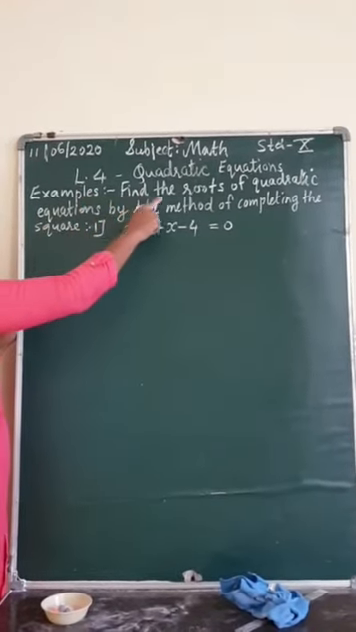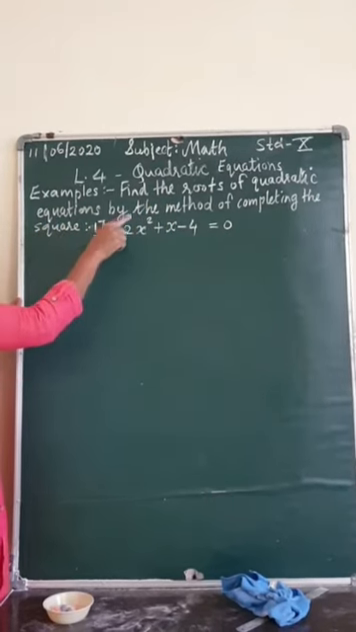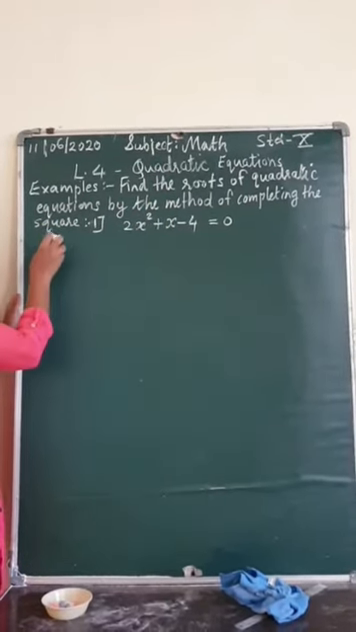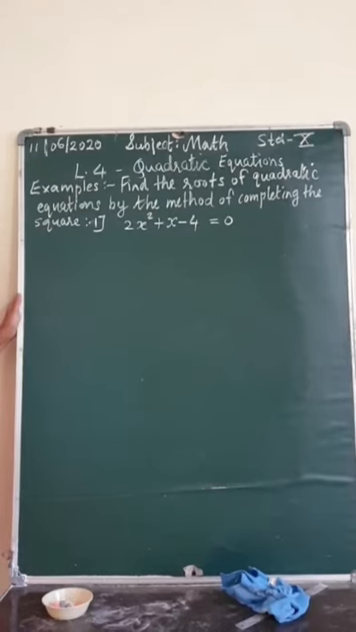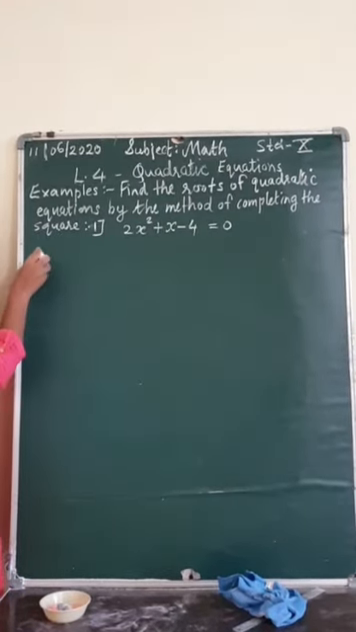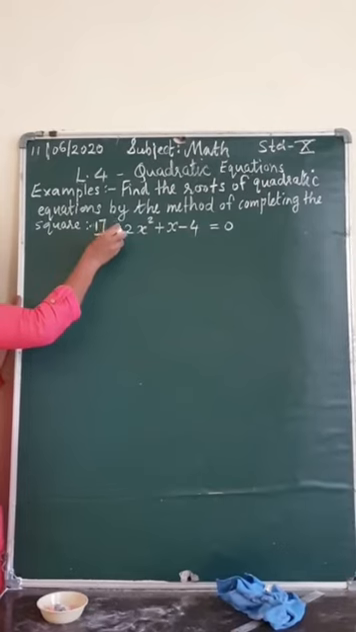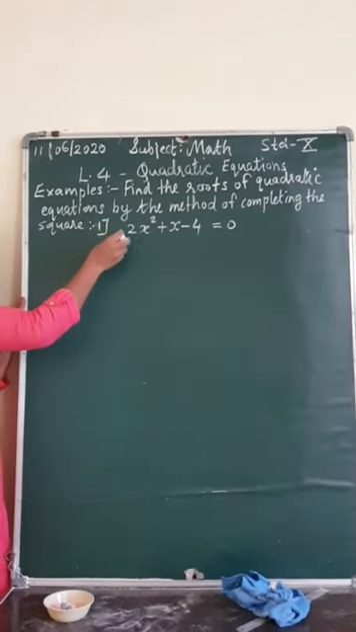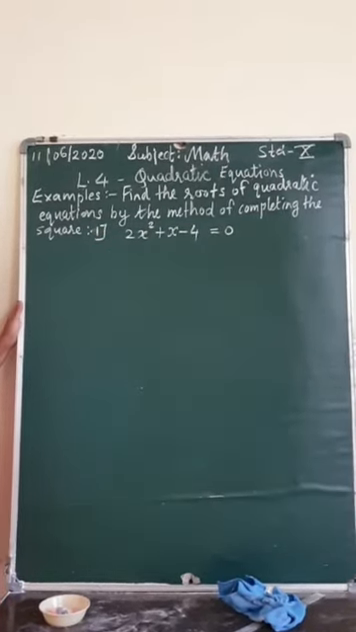Now the first example: find the roots of quadratic equations by the method of completing the square. Now you may have a doubt in your mind that this method is completely omitted from the board, but this method, again I am telling you, is useful to find out the quadratic formula.